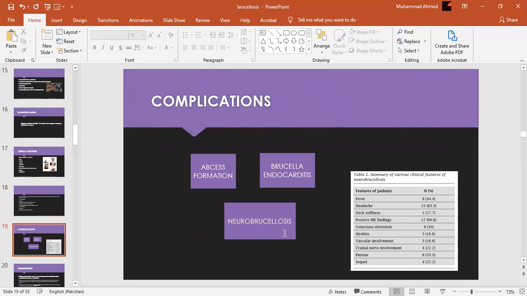Its complications are abscess formation, which is very rare. Two of the complications, that is Brucella endocarditis and neurobrucellosis, can lead to death. And in neurobrucellosis, the features are fever, headache, neck stiffness, positive MRI findings, altered consciousness, myelitis, vascular involvement, cranial nerve involvement.